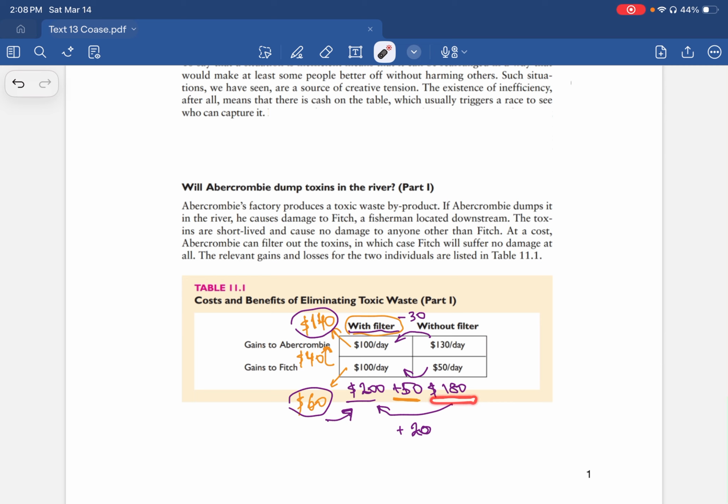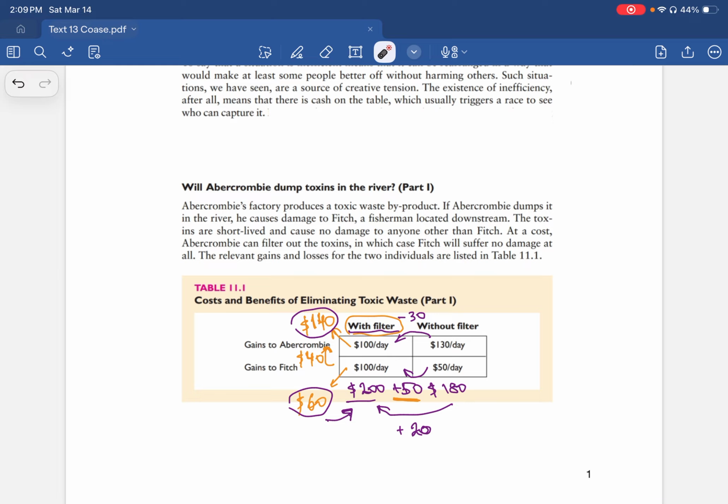The distribution changed, of course, because if Abercrombie was actually using the filter, then it would be 100 versus 100. But now Fitch had to give away some of his benefit. But it's still better for Fitch because 60, even though it's not 100, which would be really nice for him, is still better than 50. So this outcome is still better than this one. And this is why both people are happy in this kind of arrangement, and also efficiency is restored. So this is one example of how efficiency can be restored through communication and negotiation.